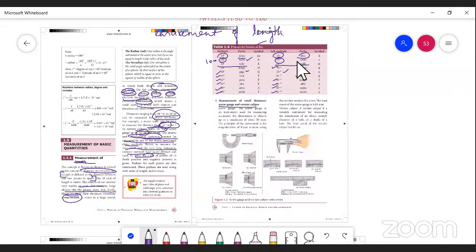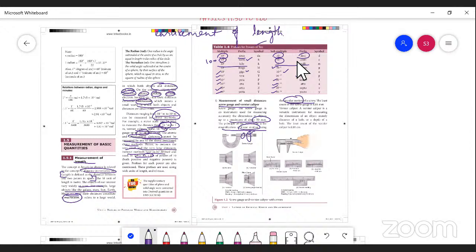It is an instrument for measuring accurately the dimensions of objects up to a maximum of about 50 millimeters. The principle of the instrument is the magnification of linear motion. This is its scale, the pitch scale, which is also called the main scale. The head scale or circular scale is called the thimble. Linear motion is the pitch scale and the circular motion of the screw.